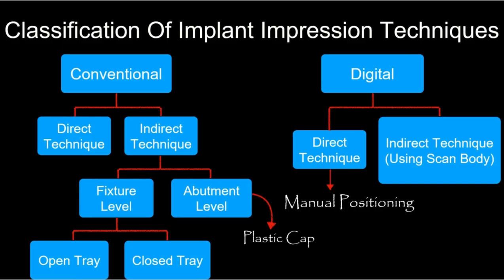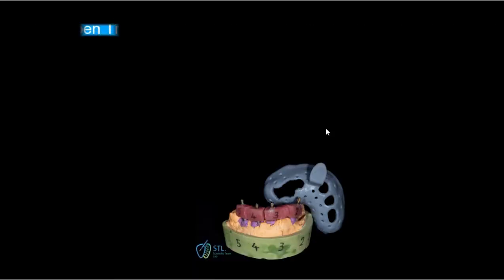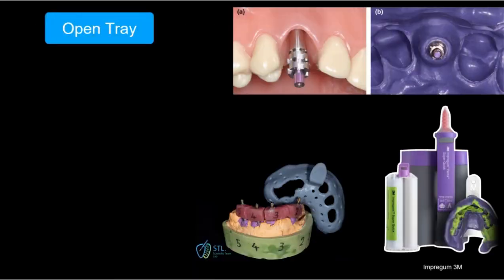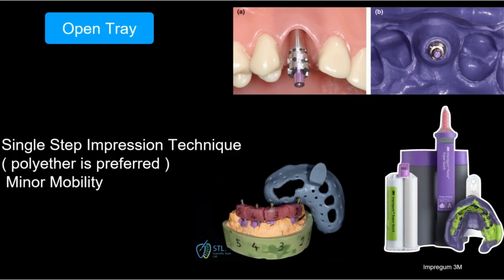But of course, we don't recommend this technique. You will face difficulty in capturing the subgingival abutment margin, in addition to increasing your chairside time. Another conventional method is the indirect technique by using impression coping. These impression copings may be fixture level or abutment level, and at the same time it may be open tray or closed tray. Open tray technique with polyether impression material is the best conventional choice in my opinion.